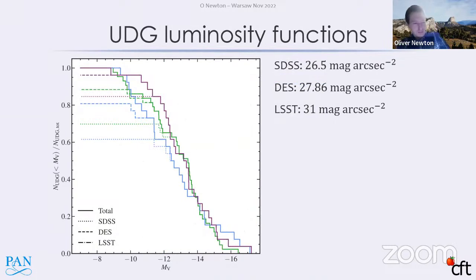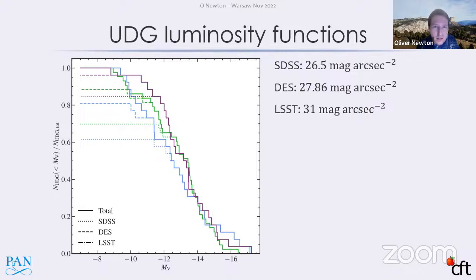So that's how many we expect to find. The question really is, how many do we expect to detect? So here I started off looking very crudely at the absolute V-band magnitude luminosity functions of the UDGs, renormalized to the total number in the simulation.